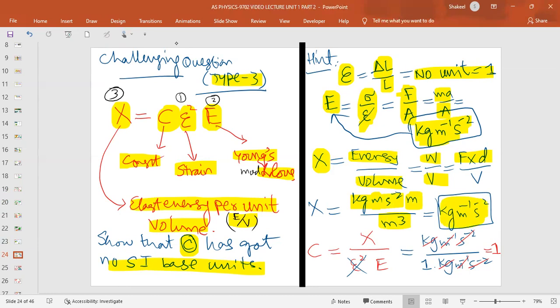Now what you have to do is put all three units of X, epsilon, and E in the expression. So C equals X over epsilon squared into E. For X, its unit is there, epsilon has no unit, and E has this unit. So when you simplify it, 1 is left. It means C has no SI base unit.